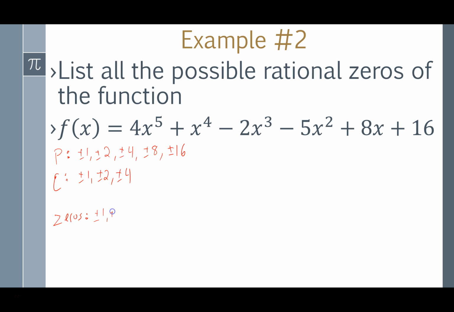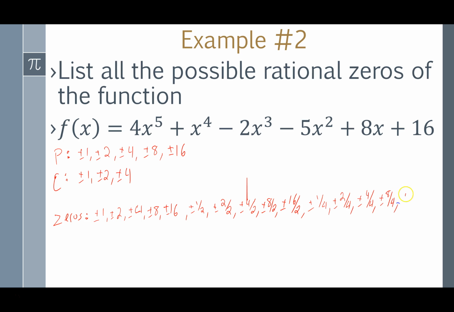So we'll have 1, 2, 4, 8, and 16 divided by the 1. And then we can have them divided by 2, so it'll give us a half, 2 over 2, 4 over 2, 8 over 2, and then 16 over 2. And then all of them divided by 4, so 1 over 4, 2 over 4, 4 over 4, 8 over 4, and then 16 over 4. So we have all these different fractions.